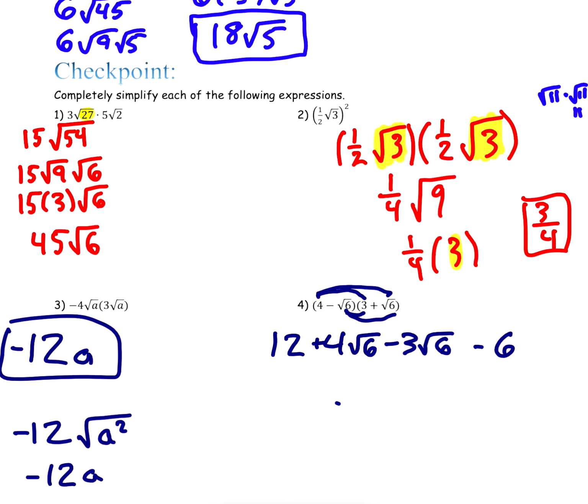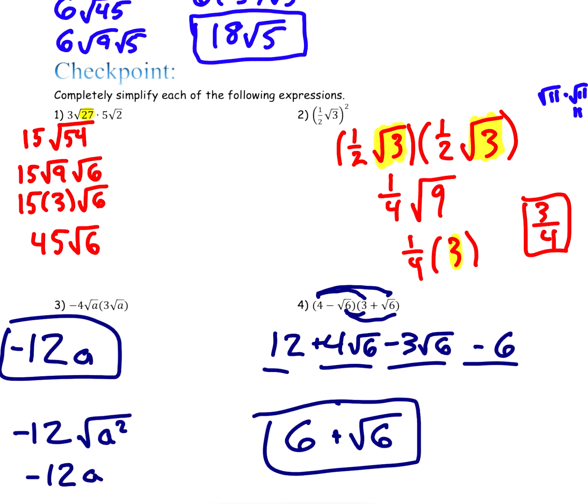Combine like terms. We get the 12 and the -6 to get 6. And then 4 rad 6 minus 3 rad 6, we get plus radical 6. That's it for multiplying. On the next page, we're going to divide radicals.